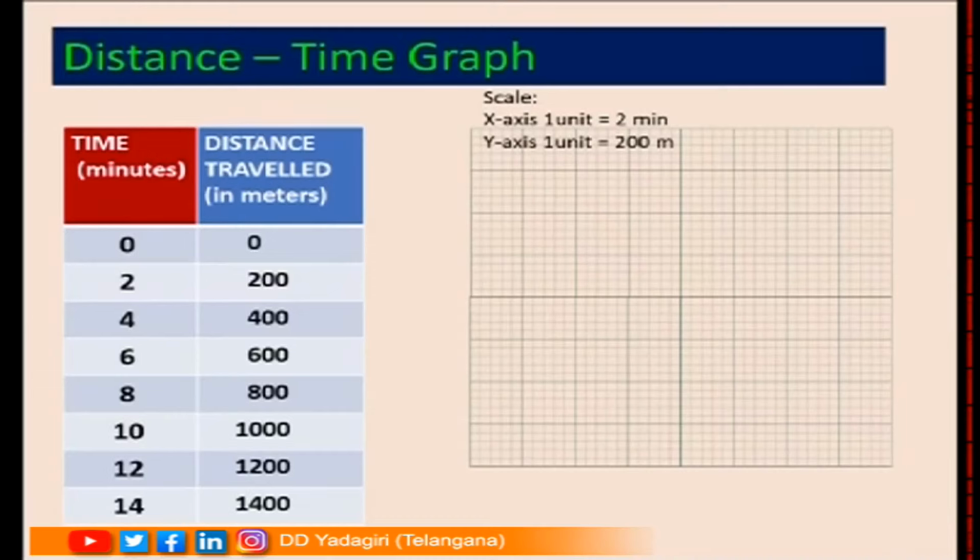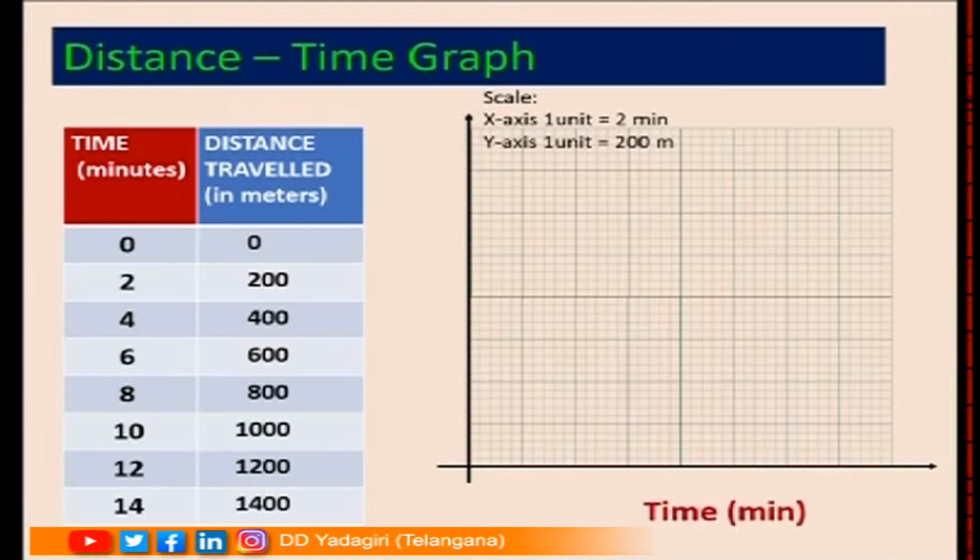So how to draw the graph for these values, children? Observe this one. This is our table and this is our graph. First of all we have to draw the x-axis and y-axis. It is very important. So draw the x-axis and y-axis. In this graph I am taking time values on the x-axis and distance on the y-axis. Now put the values on the x-axis as well as the y-axis.